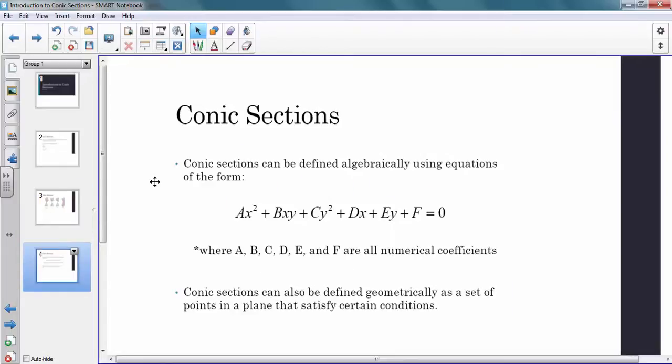Each conic section can be defined both algebraically and geometrically. They can be defined algebraically by using equations of the form ax² + bxy + cy² + dx + ey + f = 0, where a, b, c, d, e, and f are all numerical coefficients. And then geometrically by a set of points in a plane that satisfy certain conditions. We will go into great detail about each of these conic sections in the following videos.